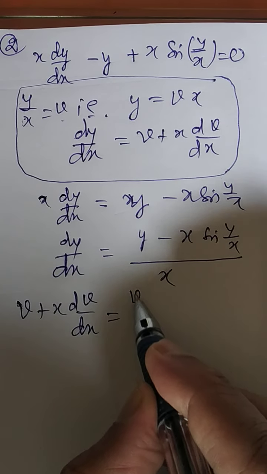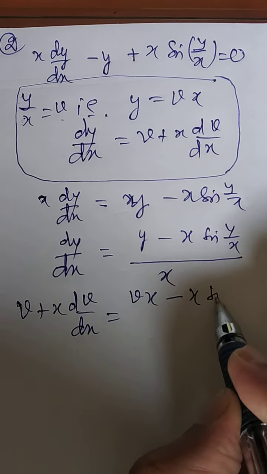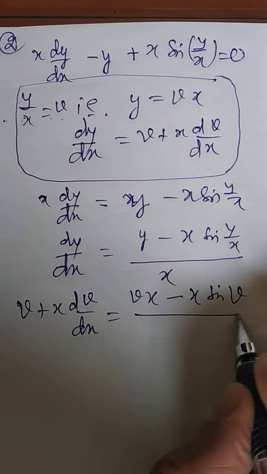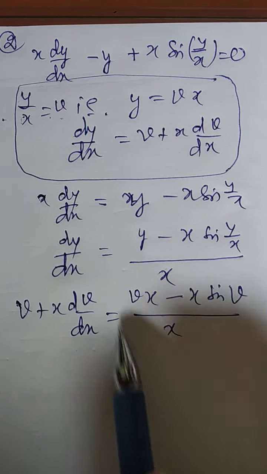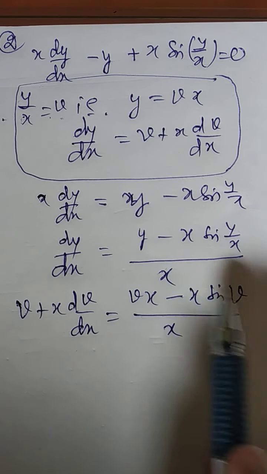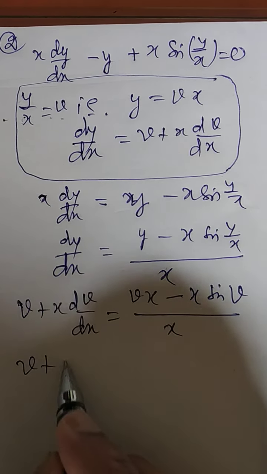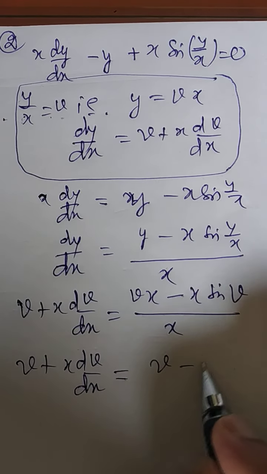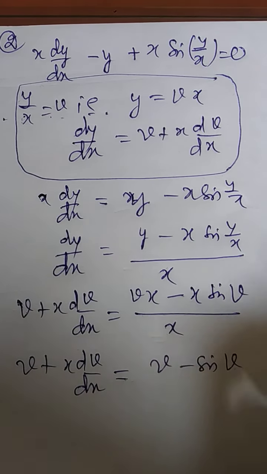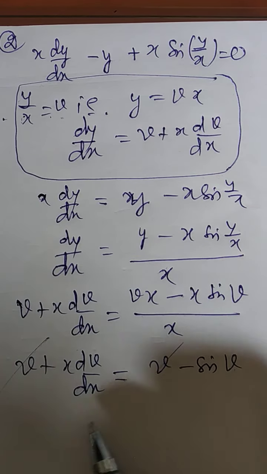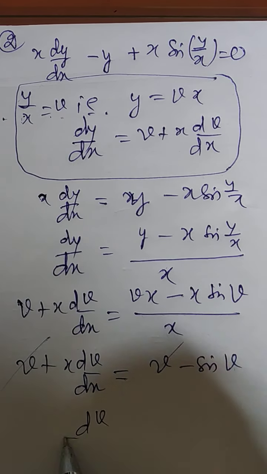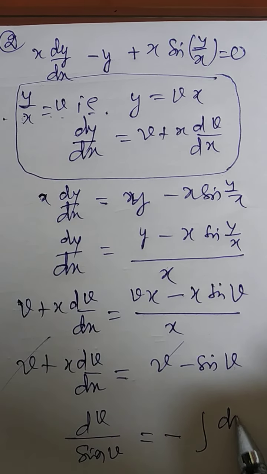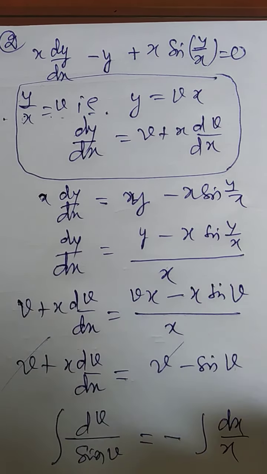y can be written as vx, minus x sine. Over here y by x can be written as v. I told you in the previous question that x will get cancelled. So you are getting the simplest form like this: v minus sine of v. So v can get cancelled. Now it will be dv upon sine v, and I told you the minus sign I should keep on the right side. It will be dx upon x, and now variable separable is over.